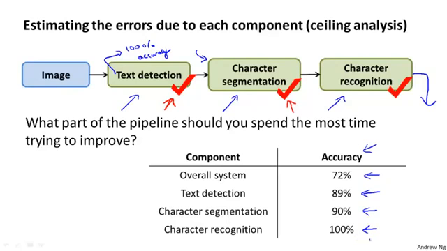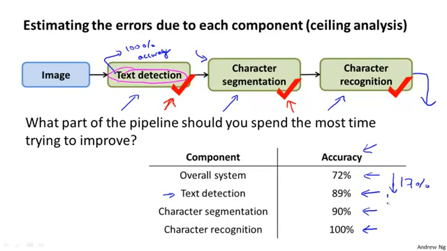Now, the nice thing about having done this analysis is we can now understand the upside potential for improving each of these components. So we see that if we get perfect text detection, our performance went up from 72 to 89%. So that's a 17% performance gain. This means that if we take the current system and spend a lot of time improving text detection, we could potentially improve our system's performance by 17%. It seems like it's well worth our while.